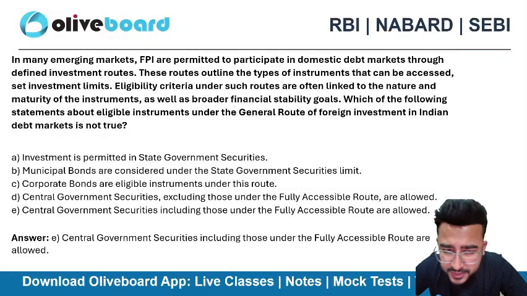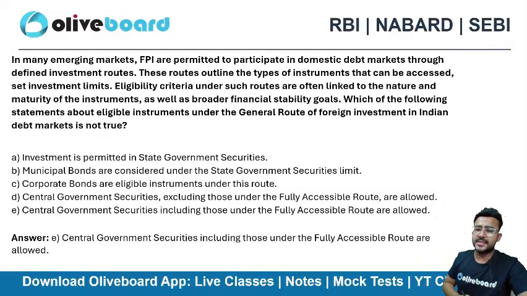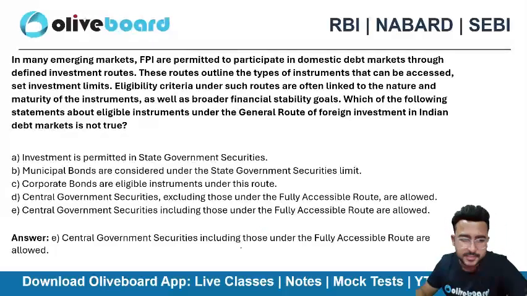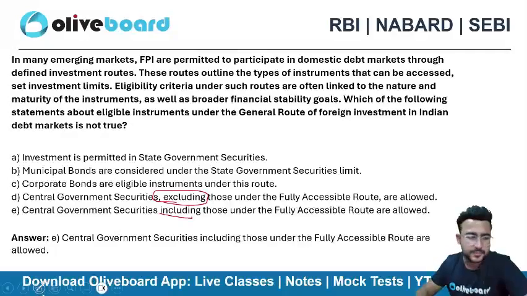The correct choice here is option E. Central government securities including those under the fully accessible route are allowed. This statement is false. This is not including, this is excluding.